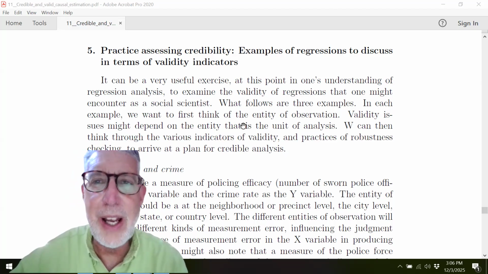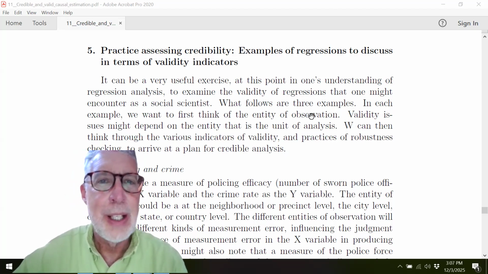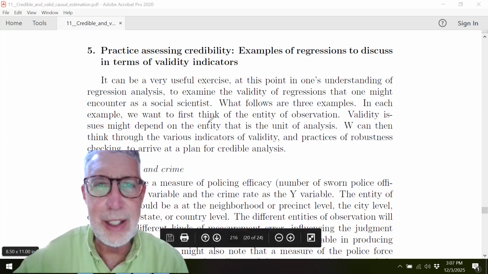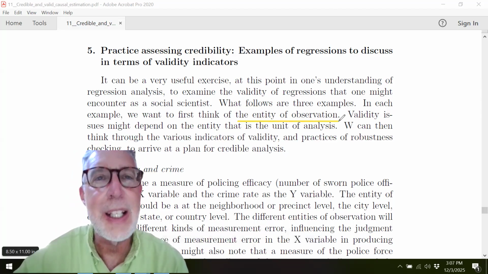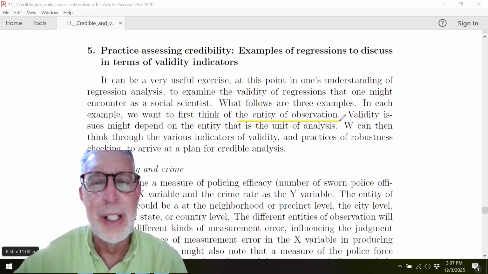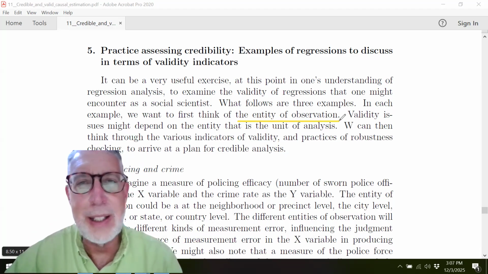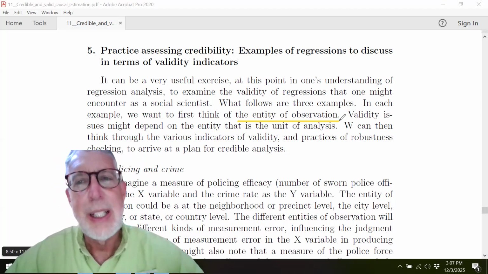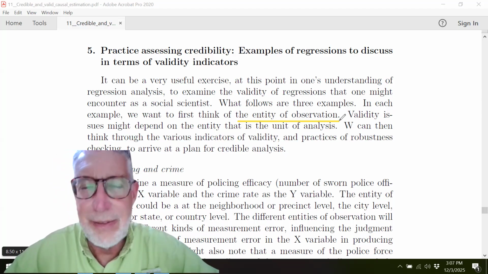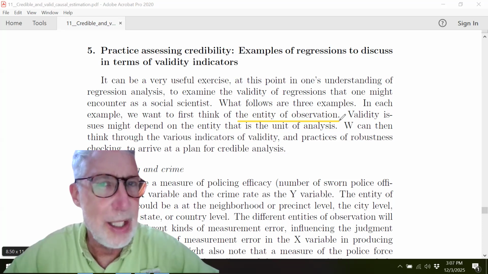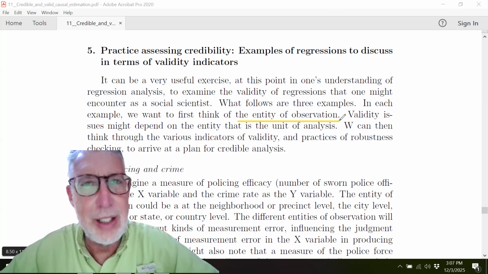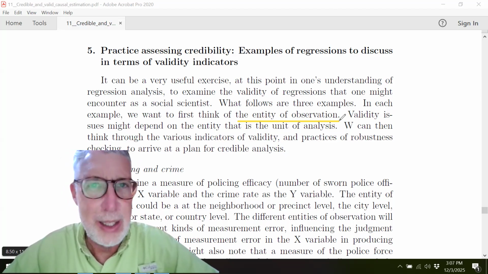So in this section 5, we make up three examples, and again, an important thing is for each example to think of what is the entity of observation. We'll try and be clear about that as we go through. What is each row in these data sets? And validity issues will depend partly on what the entities of observations are. Especially sample selection bias will depend on what the entities are.